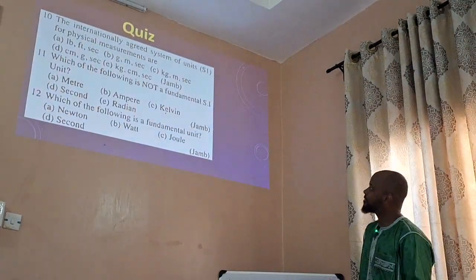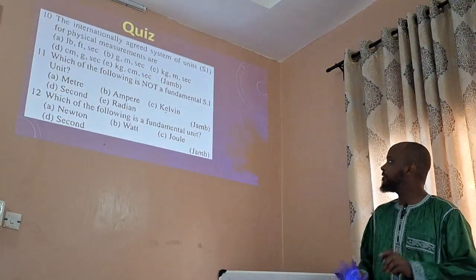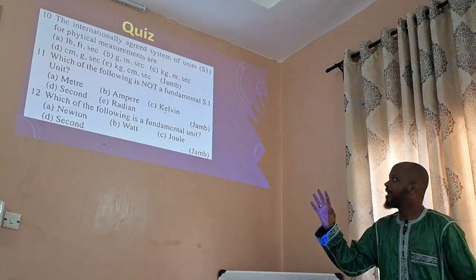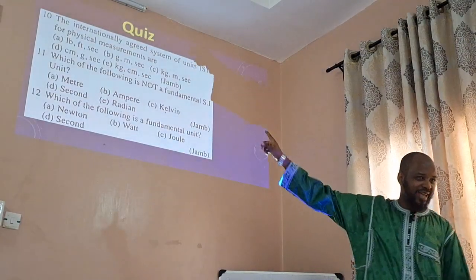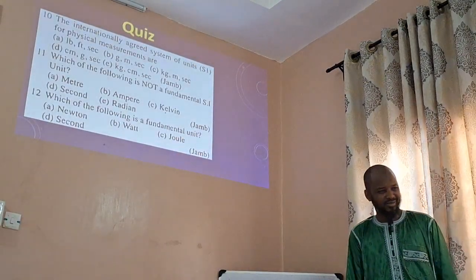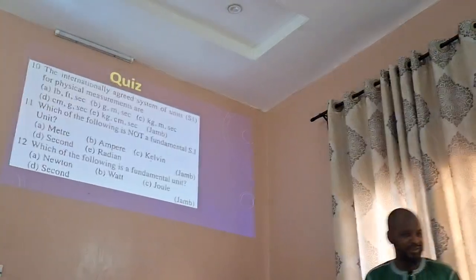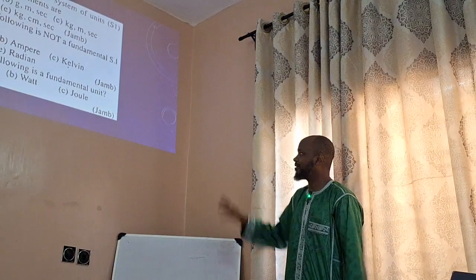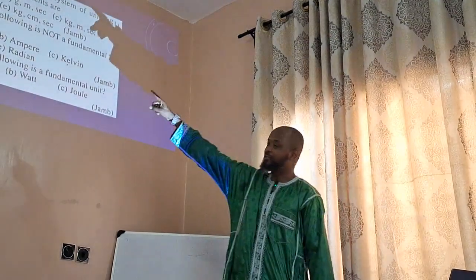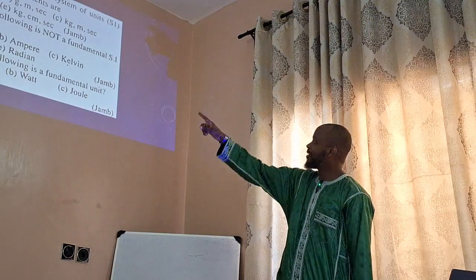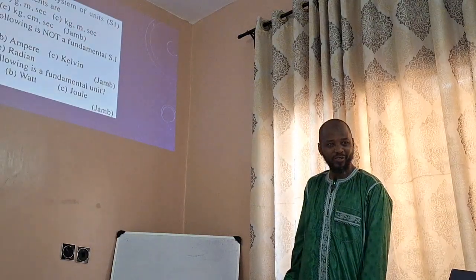The internationally agreed system of units, SI, for physical measurements are A, B, C, D. This is a jump question. So, what is the answer? C: kilogram, meter, second. The answer is C, which is the three basic fundamental units. Others you can see: centimeter, gram, second. Centimeter is not an SI unit.